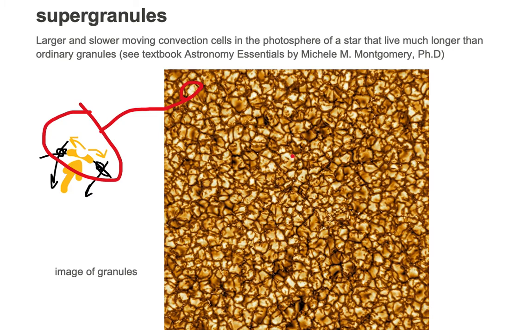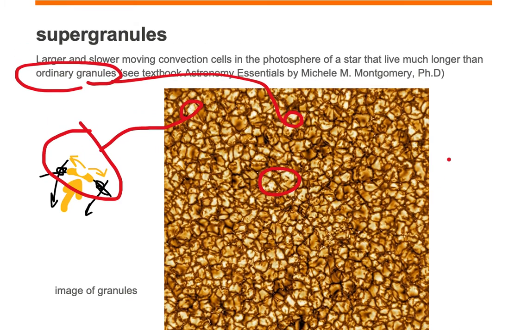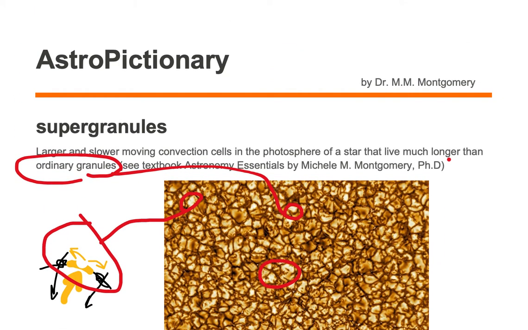So let's look for a larger one. Maybe this one is a supergranule. It's larger, they have slower moving speeds at the surface of the sun, and because they have slower moving speeds, they last much longer than a regular granule. So an ordinary granule is one like this one right here. A supergranule is larger, slower moving, and longer living.